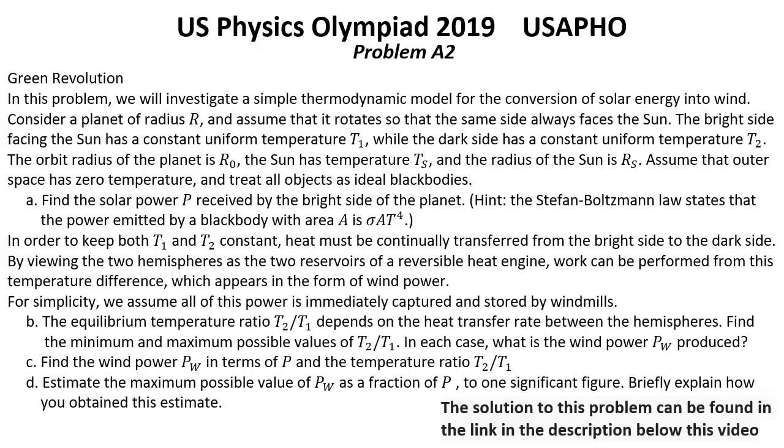Question B. The equilibrium temperature ratio T2/T1 depends on the heat transfer rate between the hemispheres. Find the minimum and the maximum possible values of T2/T1. In each case, what is the wind power Pw produced?